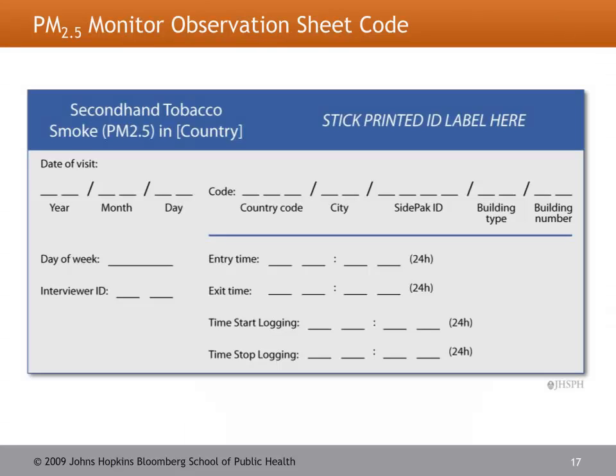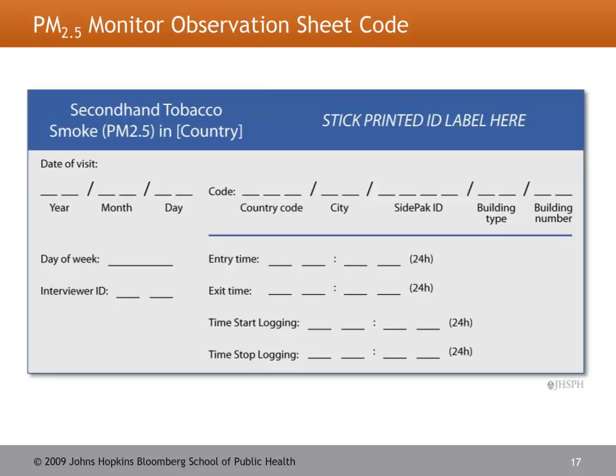So in addition to actually collecting PM2.5 measurements with the SidePak, it's helpful and almost crucial to have an observation sheet that corresponds with the data that you've collected out in the field. As I mentioned earlier, with the table of the different types of locations that you're going to and how you need to log in the time that you enter and log in the time that you exit, you would put that information here on the observation sheet.